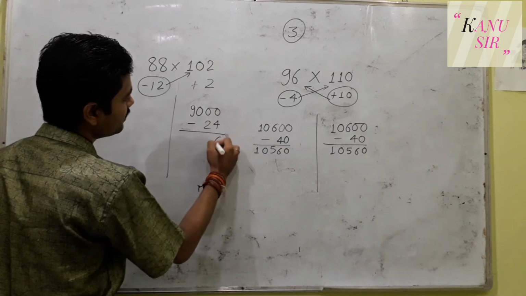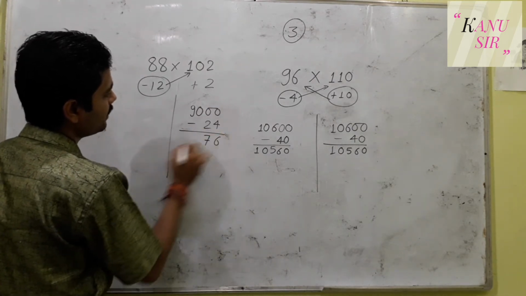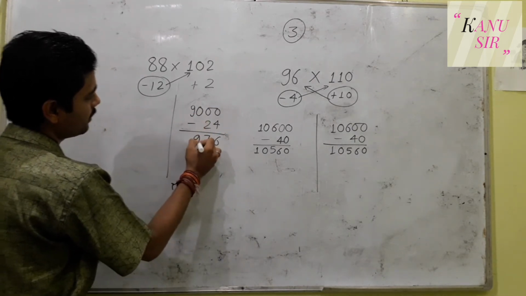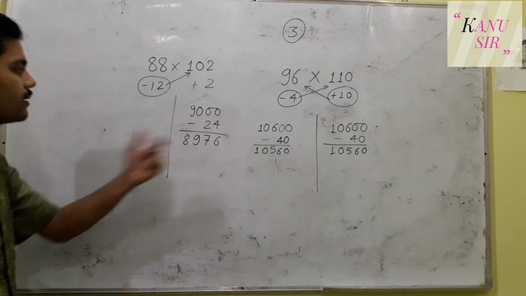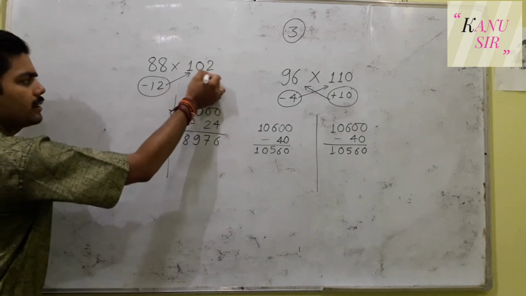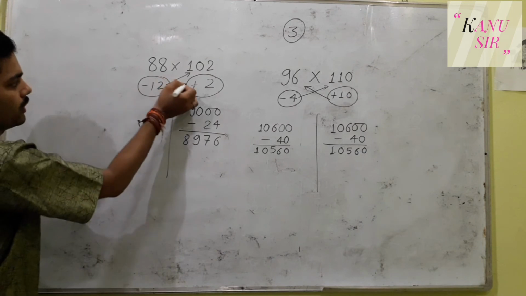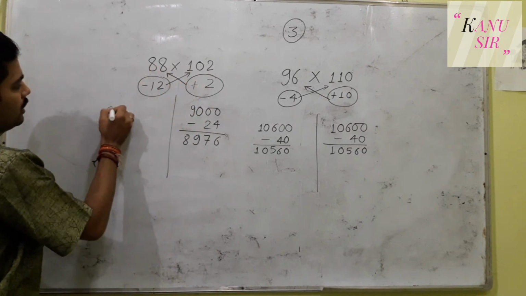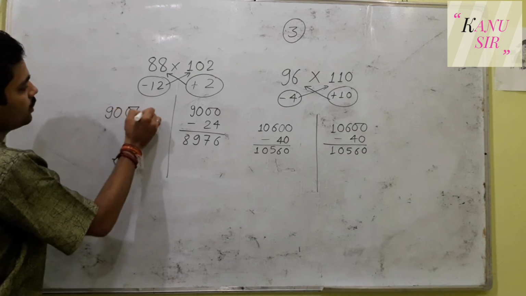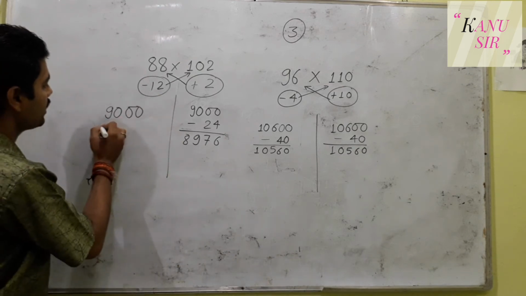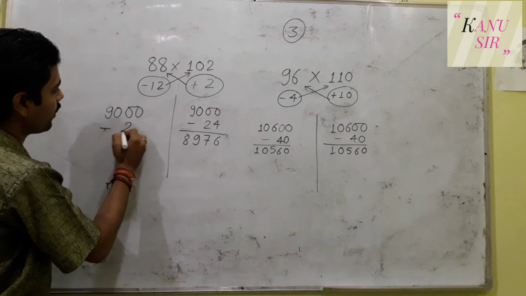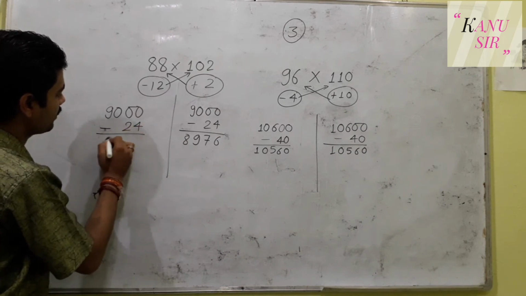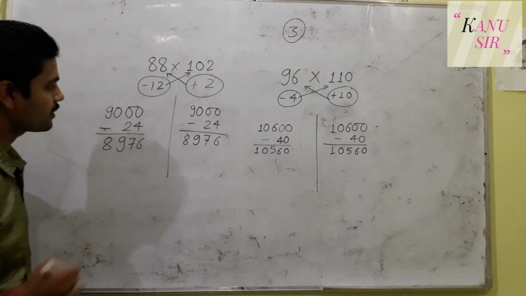So 10 minus 4 is 6. 9 minus 2 is 7. And 9 is here. Then 8. 8, 9, 7, 6. But let us try the plus one. So 88 plus 2, still you will get 90, and 2 zeros you have to add, and here you have to subtract 12 times 2, which is 24, and hence the answer is 8976.